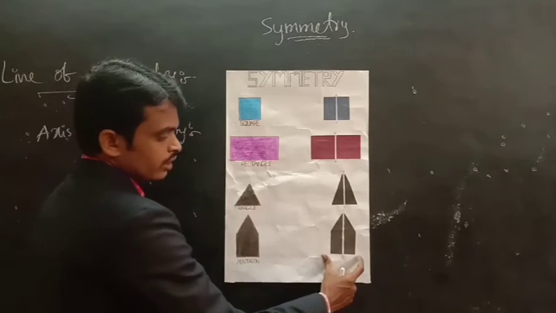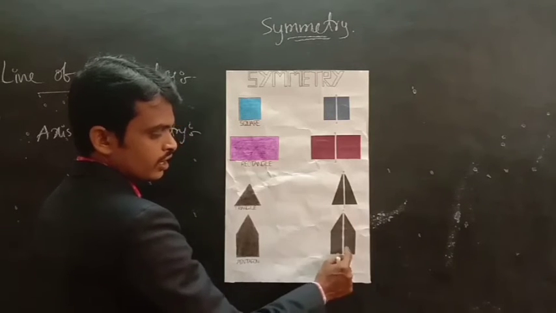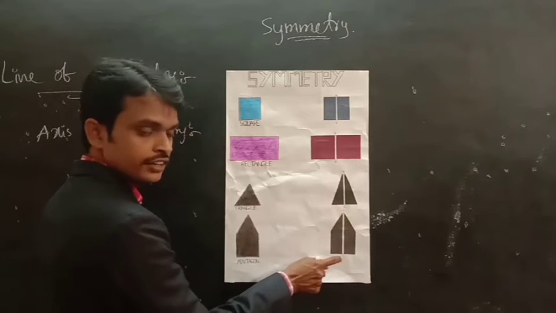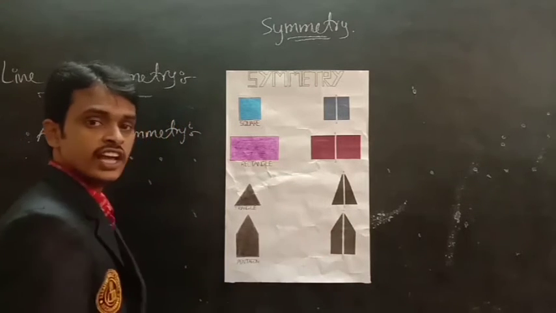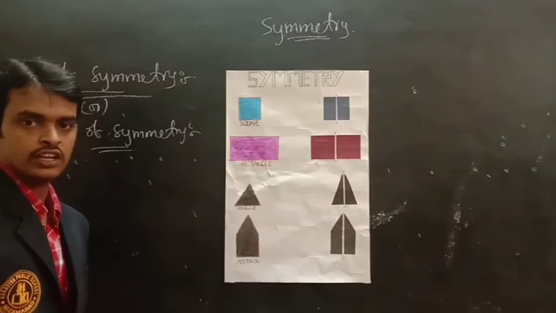Pentagon. Here the pentagon is also divided into two parts along the dotted line. This dotted line is called a line of symmetry or axis of symmetry.